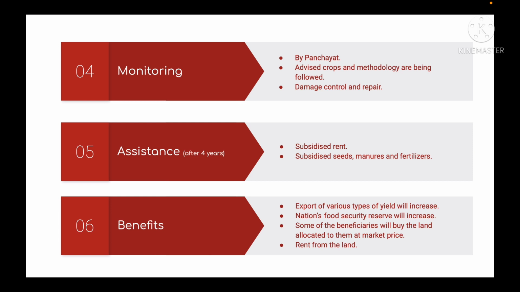The benefits that the government will get from this policy are large too. The export of various types of yields will increase. India does not export a variety of food items presently, while it has the potential to do so. Nation's food security reserve will enhance as well. Government will also earn a substantial amount of money from the rent and the price of the land if the beneficiaries are willing to buy the land after the completion of 8 years.